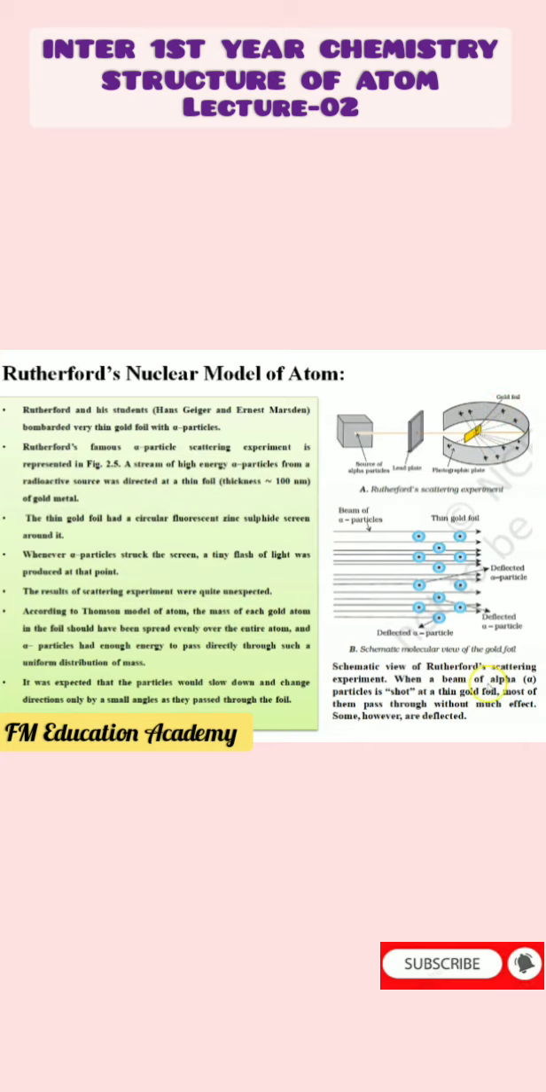So this is a schematic view of the Rutherford scattering experiment. When a beam of alpha particles is shot at a thin gold foil, most of them pass through without much effect, and some get deflected, as you can see here. Some are passing and some are getting deflected.